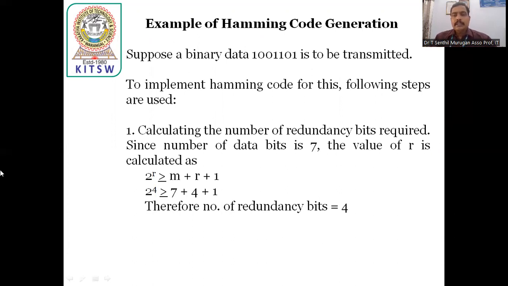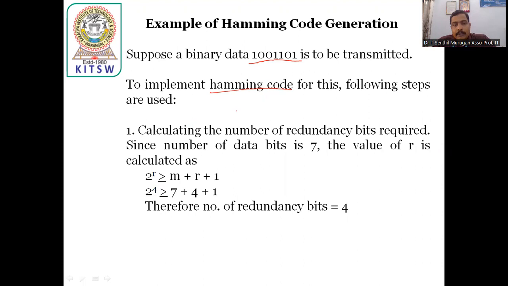We will take a simple example. This is the input data: 1001101 is to be transmitted. So the data word is 1001101. Now we are going to implement the Hamming code technique.